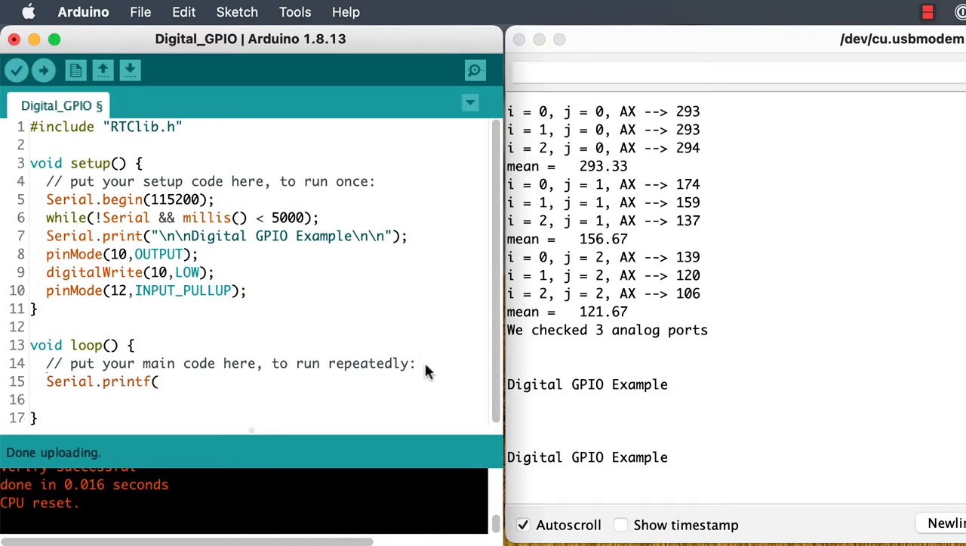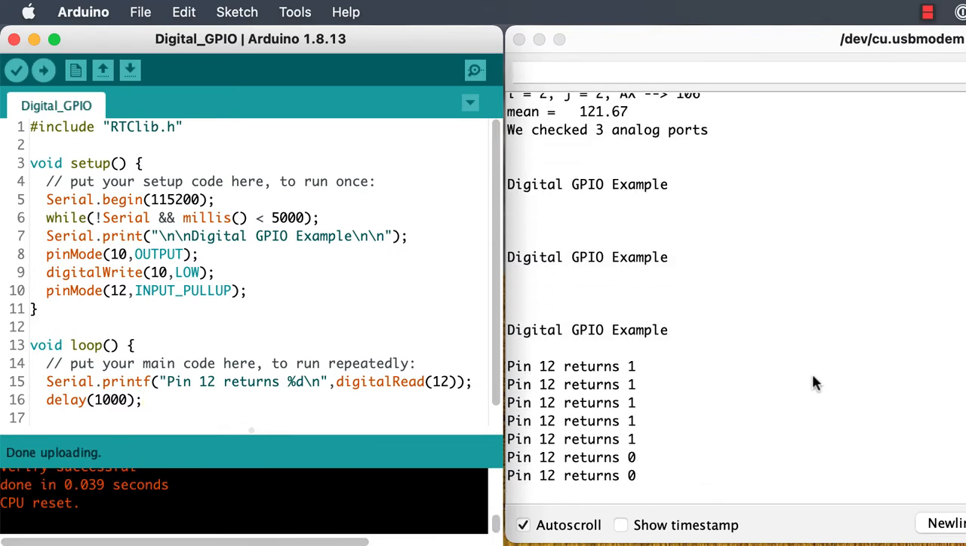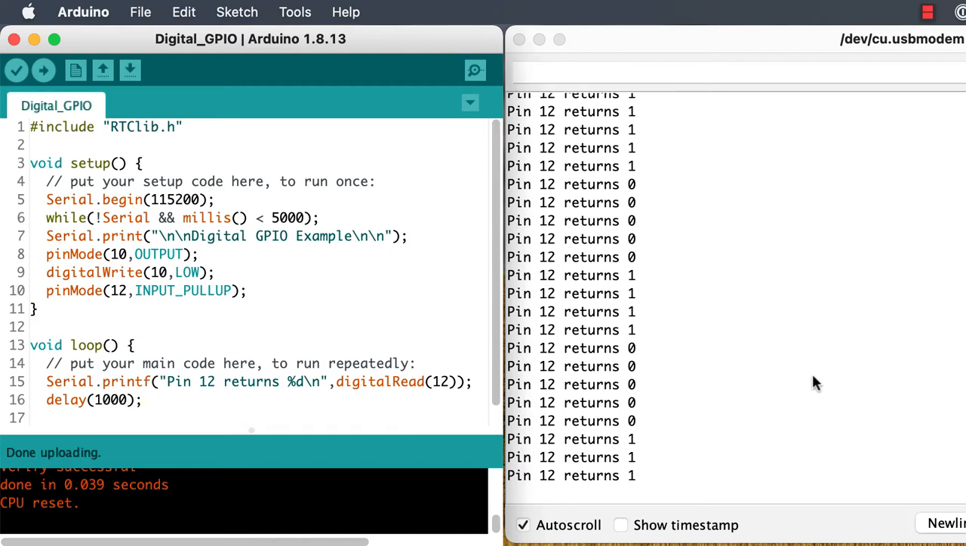Now let's read pin 12 every time we go through a loop and print out the result to see what happens. A delay will keep things happening on a human scale instead of a computer scale, and you'll have to take my word for it that the output is 1 when I'm not pushing the button and 0 when I reach over with my finger and push the button.